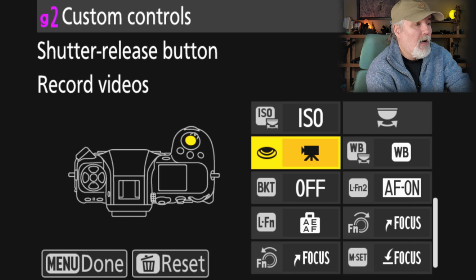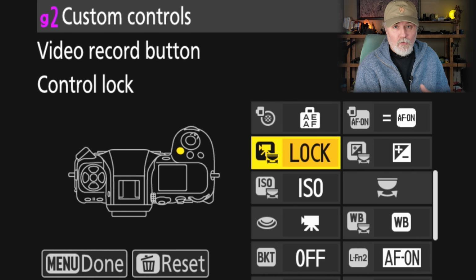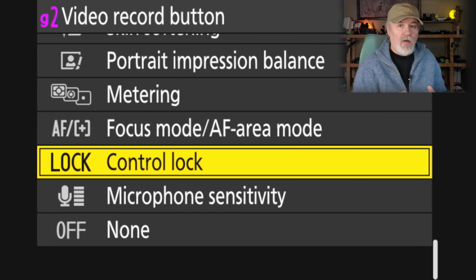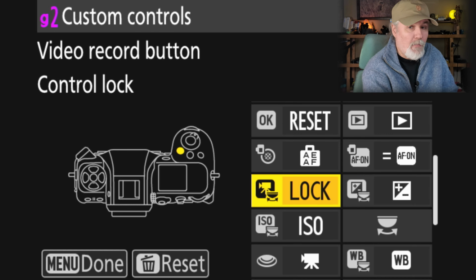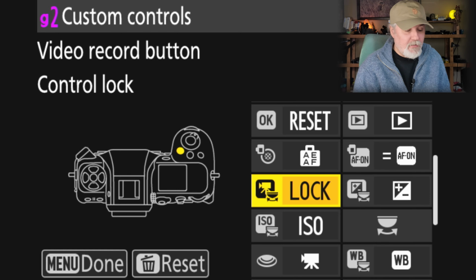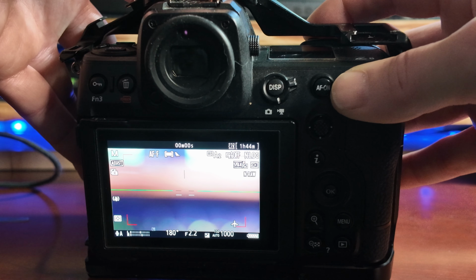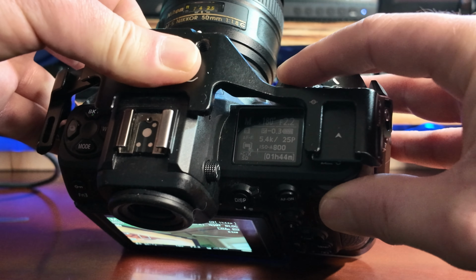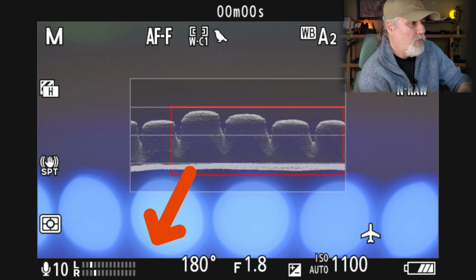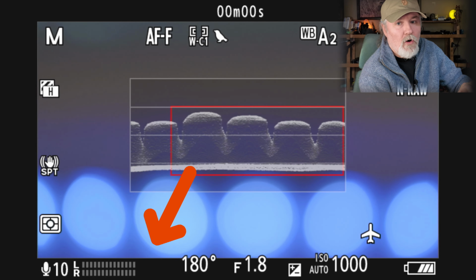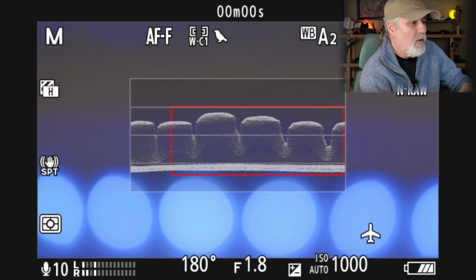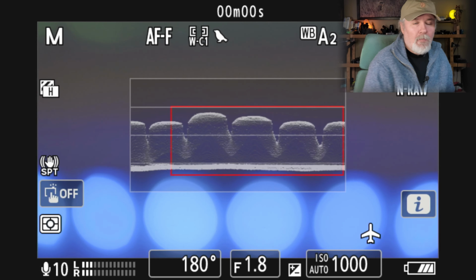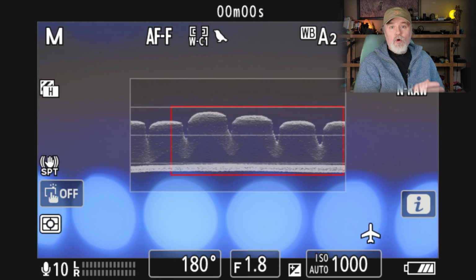So because of that, the video record button on the camera is open as a function button. And I have set that for lock mode. So what this means is that I've set this to control lock. So when I push this button along with the back dial on the camera, you can see how the lock goes on and off on the shutter angle. So that's a great way to access the lock feature without having to dive into menus.